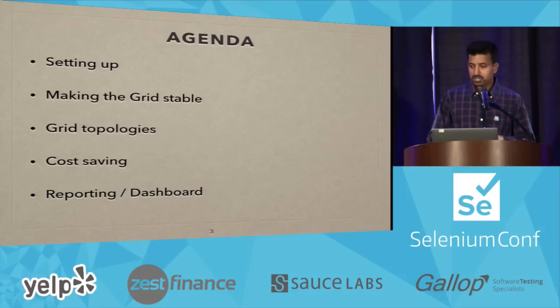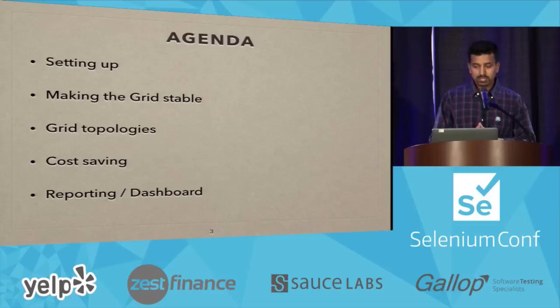I also have another section called Grid Topologies. What are the different ways you can configure the hub and grid nodes to run your tests? This is something I learned during the last year when I was doing this as a proof of concept.